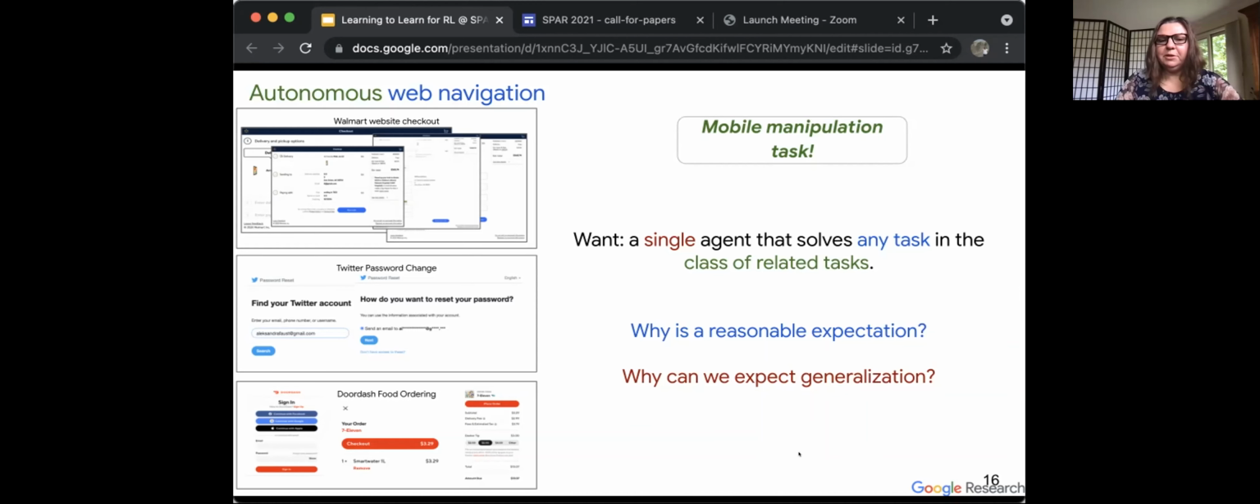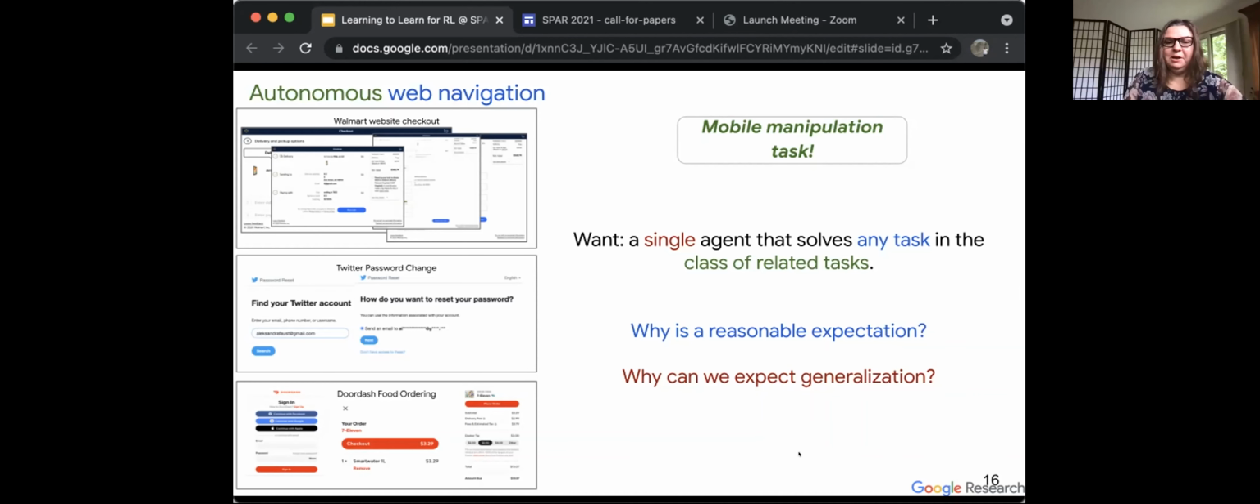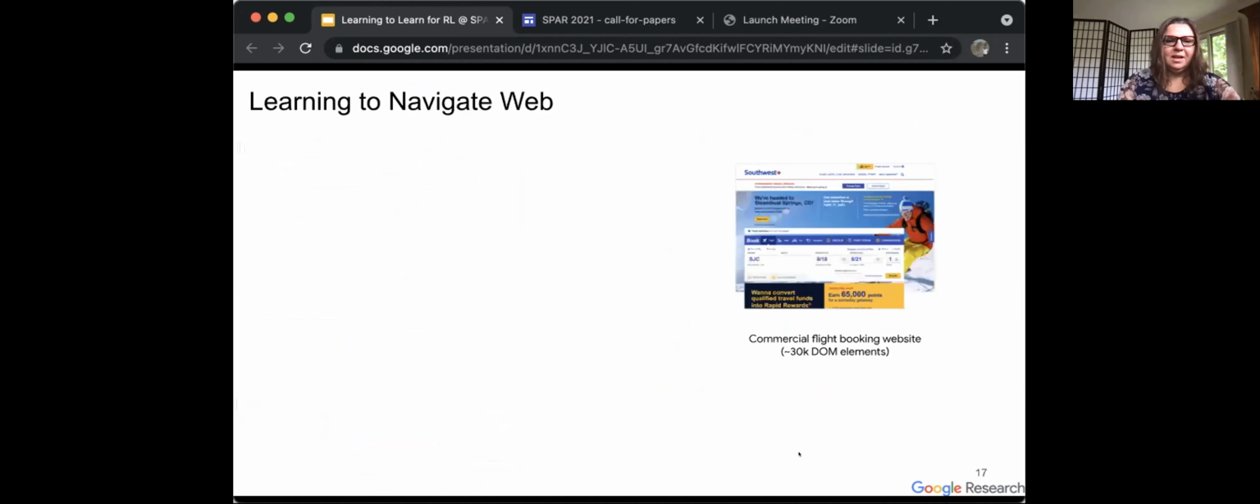This is actually more of a manipulation task. Because you're manipulating the environment, you enter the name, something changes. Then you move on from the first page, hit that next button, you're on the second page, and so on. And because we as humans can do zero-shot transfer, or kind of don't need additional training to go between these tasks, can we have a single agent that solves any task in this class of related tasks, with the big question being, what is a related task here? Why is it a reasonable expectation to be able to do this? And why can we expect the generalization? So that's kind of the setup.